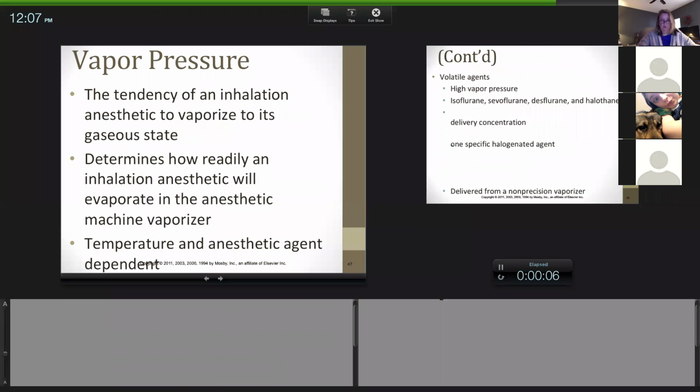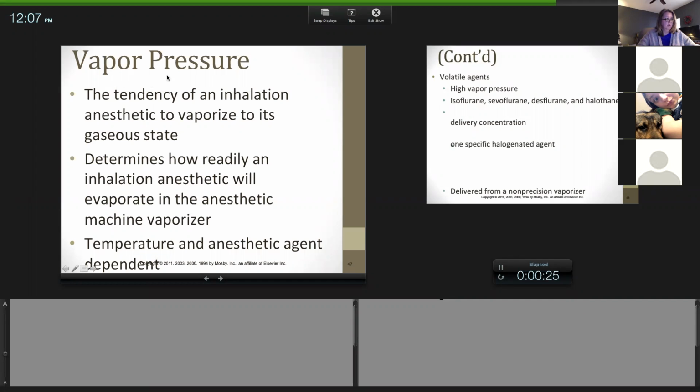The agents that you guys use currently, SIBO and ISO, are associated with a high vapor pressure, which means they're considered volatile anesthetics. And if it's volatile, you don't have control. Hence, you need a precision vaporizer to deliver it in a controlled way.